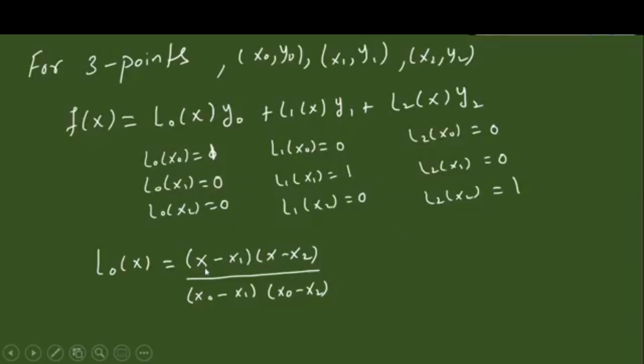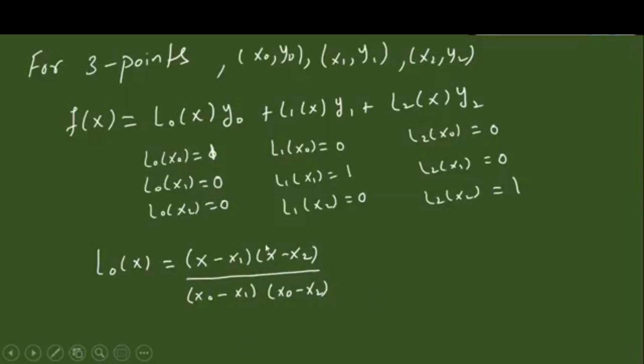So check it now. If you put x naught in place of x, what will happen? x naught minus x1, x naught minus x2 in the numerator, and x naught minus x1, x naught minus x2 in the denominator. So they will cancel out and you will get 1. So this characteristic is okay. Now, if you put x1 in place of x in L naught, x1 minus x1 becomes 0 and they are multiplying, so overall this term goes to 0. Similarly, if you put x2, this goes to 0. This means that L0 is 0 on all other nodes apart from x0.